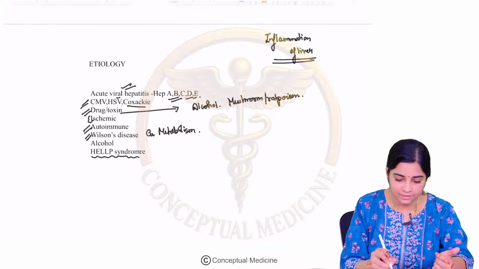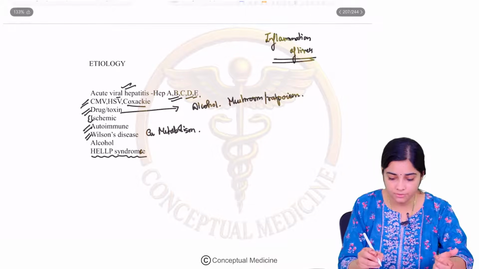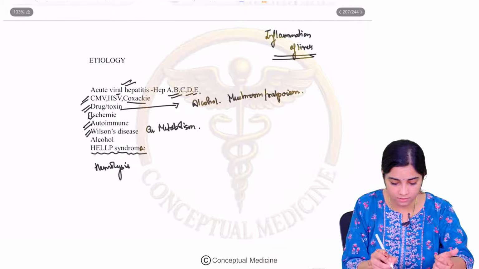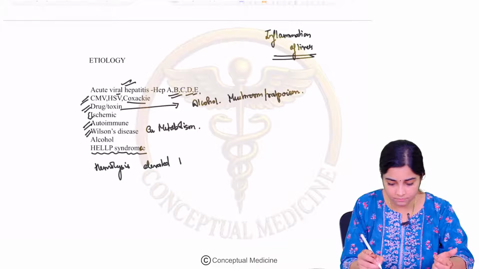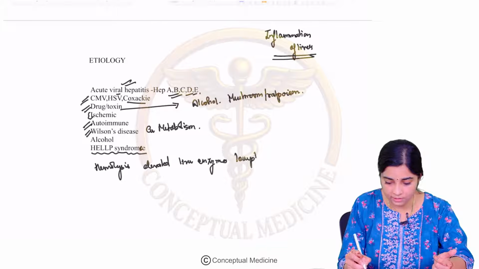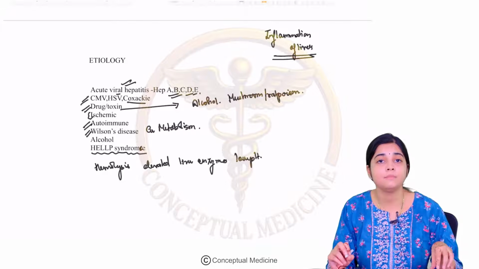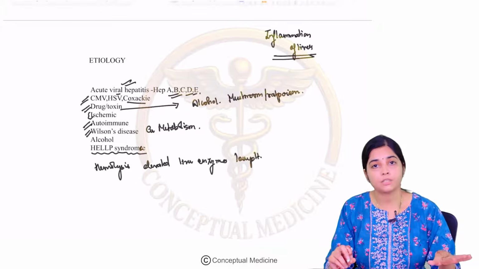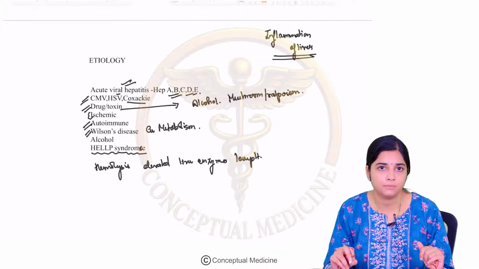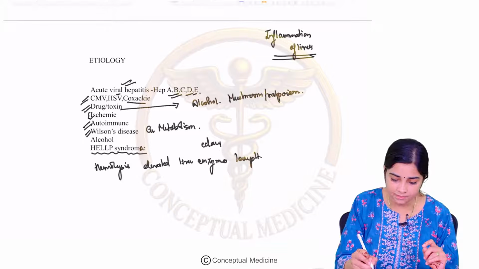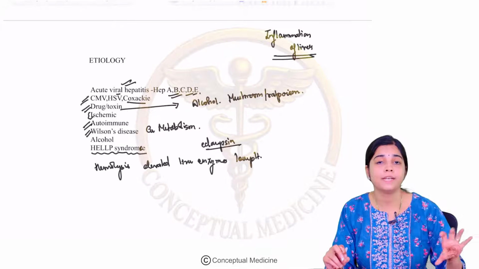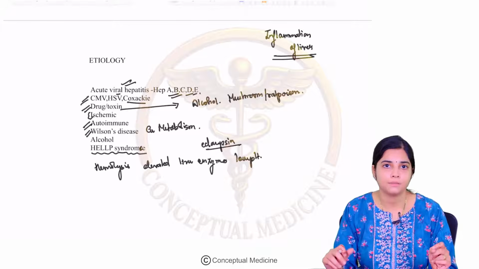Then you have HELP syndrome. Where have you heard this? You would have heard it in OBG. This is nothing but hemolysis, elevated liver enzymes, and low platelet count. HELP syndrome is one of the important causes of acute hepatitis. It is a type of thrombotic microangiopathy, and it is associated with eclampsia. So these are, in general, the various causes of acute hepatitis.